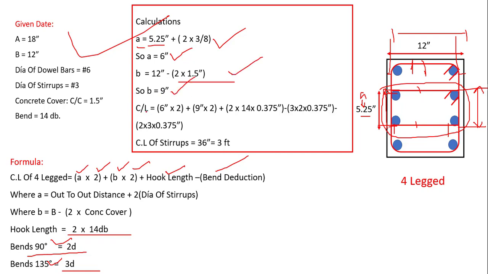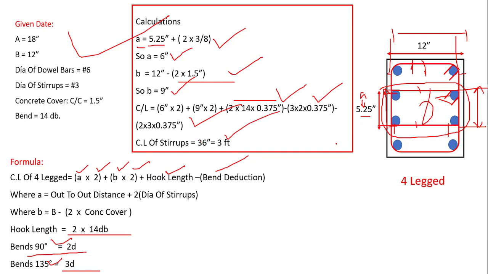Now let's find out the cut length. That will be equal to A into 2, 6 into 2, plus B into 2, 9 into 2. We have found it over here. Plus we need to add the hooks over here. We have 2 bends over here, this bend and this bend. So 2 into 14 into 0.375, minus the bend deductions. So the cut length of this internal stirrup only is equal to 36 inch, meaning 3 feet.